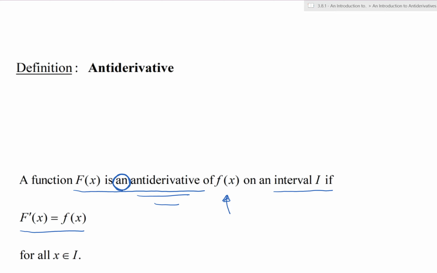So let's think about it as the backwards process of differentiation. If we're given a derivative of a function, can we find the function for which it came from after the process of differentiation?